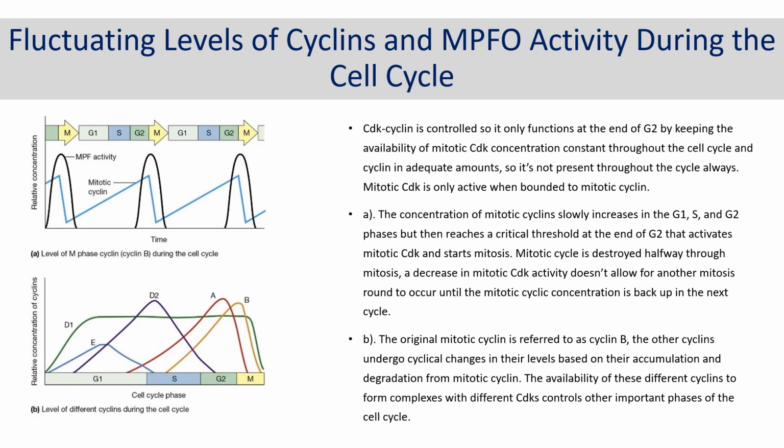So here we have the fluctuating levels of cyclins and MPF activities during the cell cycle. In the cell cycle, a CDK cyclin complex controls the cell cycle. It is managed so that it only functions at the end of G2 phase. It is managed by keeping the concentration of the mitotic CDK constant and the concentration of the mitotic cyclin limited so that it is not present in the cell all the time. And CDK is only active when attached to mitotic cyclin.